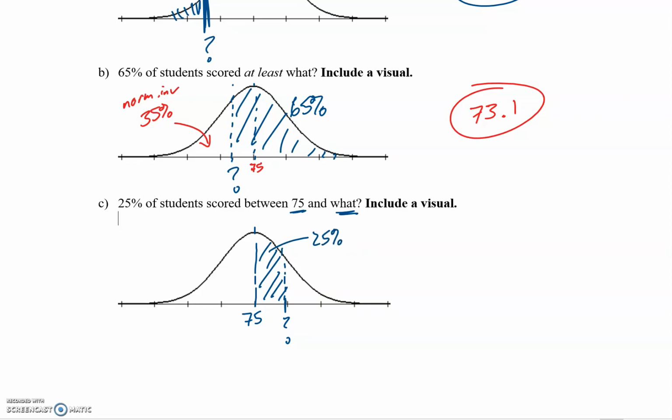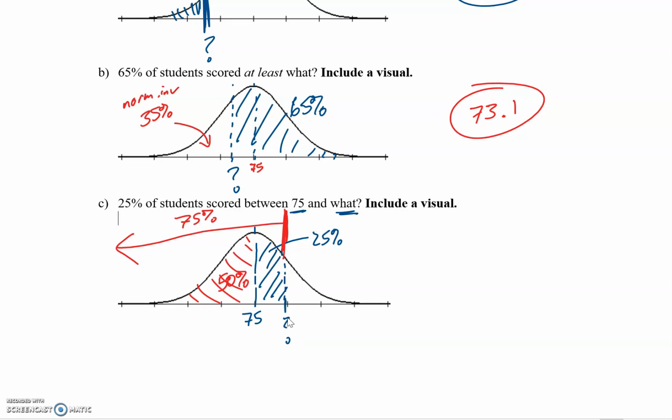Now, in order to use our inverse norm function in Excel, it's going to give me everything below that question mark, right? So if I want to know all of this stuff, from that question mark to the left, then it's the 25% plus the 50% that's going to be below 75. So we would use 75% to figure out what that question mark is. Again, 50% is the red part, the 25% is the blue part. So in total, 75% is below what point?